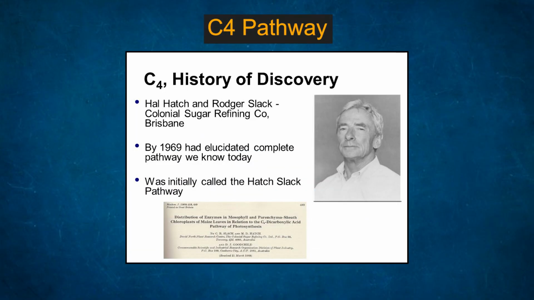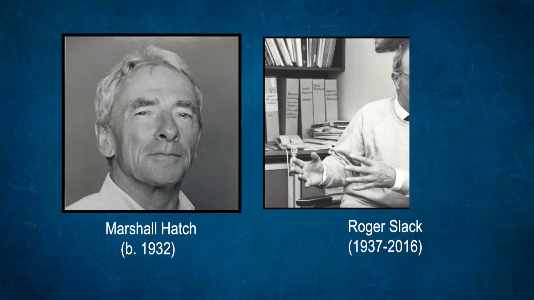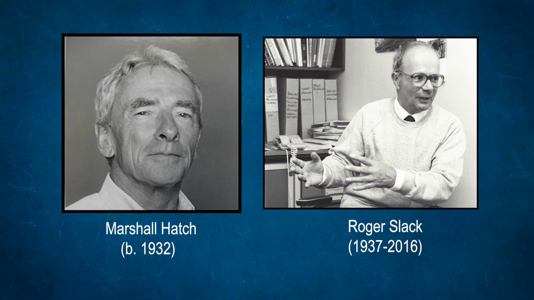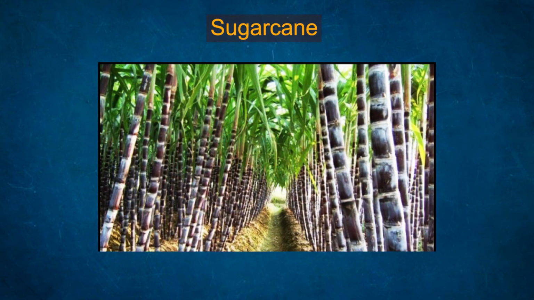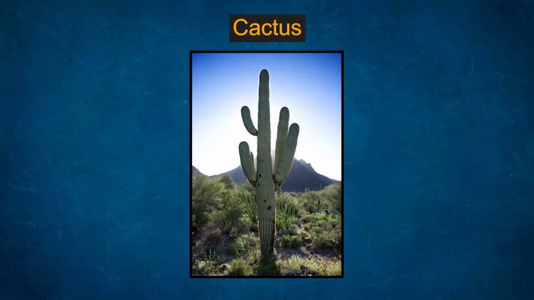Now let us consider the next important carbon fixation pathway, and that is the C4 pathway. This particular process is so called because the first photosynthetic product is oxaloacetic acid, which is a C4 compound, and it was also called the Hatch-Slack pathway because it was described by Hatch and Slack way back in the 60s. And this particular process includes sugarcane, which is a tropical plant, and also succulent plants like cactus.